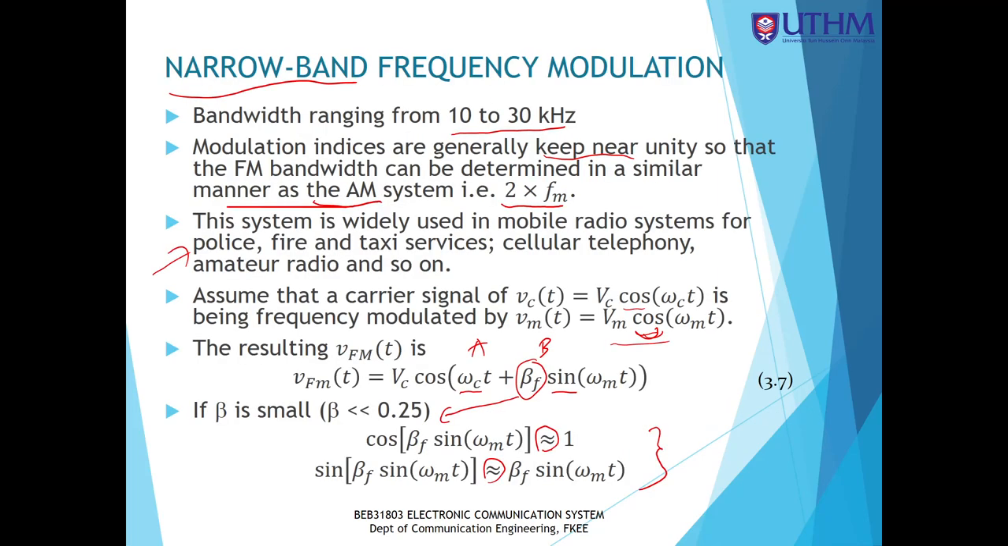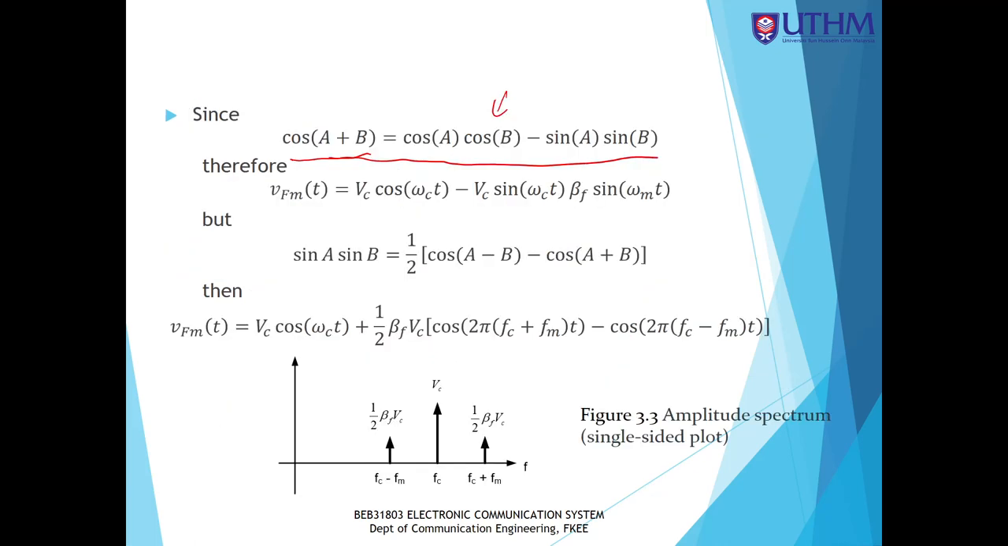Okay, you see that cos of beta F sine omega MT is approximately equal to 1. Why is it like that? Because the value is very small and we can assume that it is approximately equal to 1. So that's why actually we have 1 over here. Minus VC sine A sine omega CT sine B.